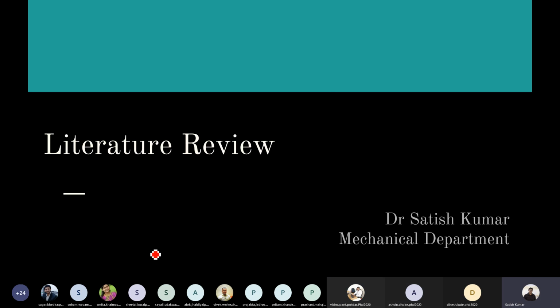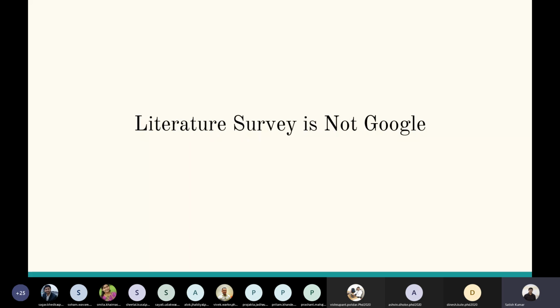Before telling what you mean by a literature review, the first thing I would like to tell you is that a literature review is not googling things, right? A literature survey and literature review is not just to Google. Google will give you the information which has been accessed the maximum number of times, it might be a trending one, which was clicked many times.